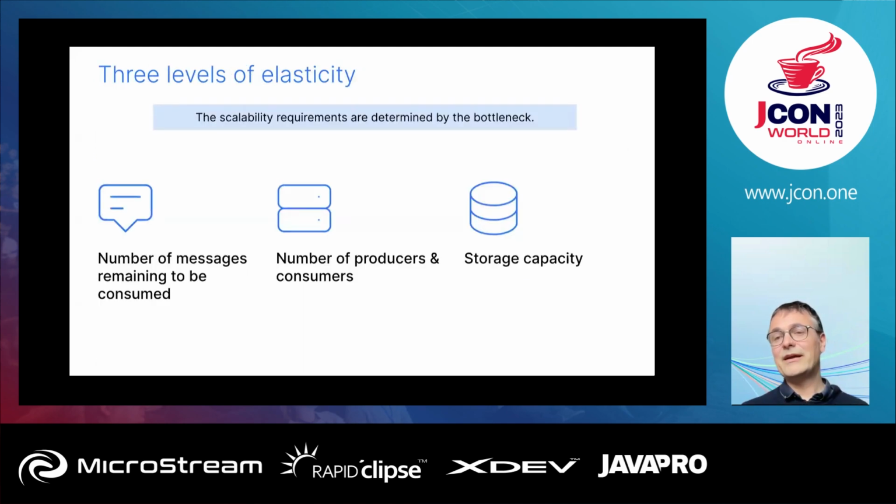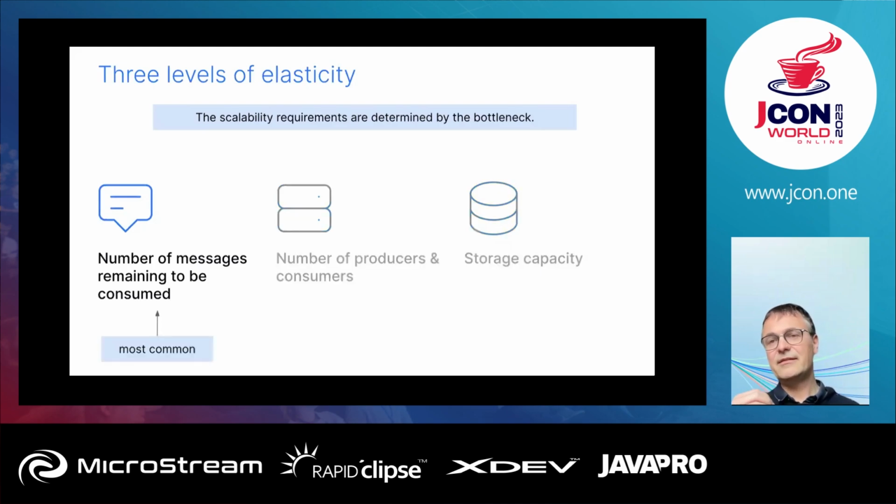So the scalability requirements are determined by the bottleneck you have to address. If your bottleneck is the number of messages remaining to be consumed in a topic, then you need to scale on the consumer side and only on the consumer side. You don't have to do anything on the broker side, right? But when the bottleneck this time is the number of topics or the number of connections with clients, then this time, and only this time, you need to add more processing power to the cluster. And when the bottleneck is the storage capacity, then you need to add more storage capacity to the cluster.